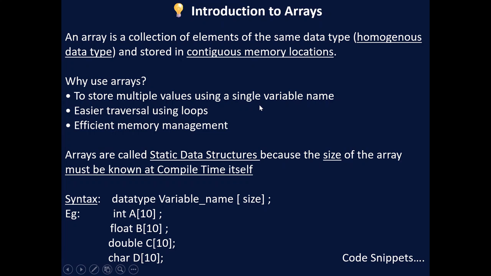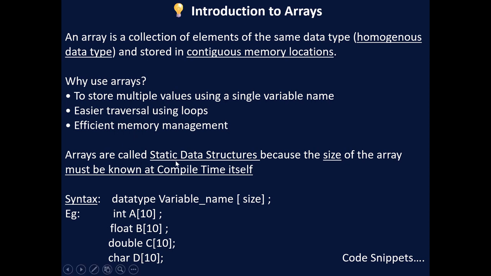So using the single variable name, which is the array name, the rest of the values can be manipulated or accessed using subscripts or indices. All subscripts will always start with a 0, and using the subscripts we can refer to the elements in an array. And using loops we can traverse through an array, and arrays help in managing the computer's memory efficiently.